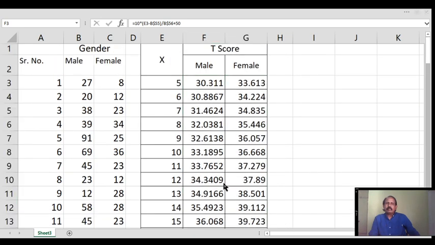Friends, in this way, you can find the t-scores of the raw scores given in any data set. Now, if you have any query about finding t-scores using an Excel sheet, you can mail me at the address given on the screen. I will surely give you a reply within 24 hours.